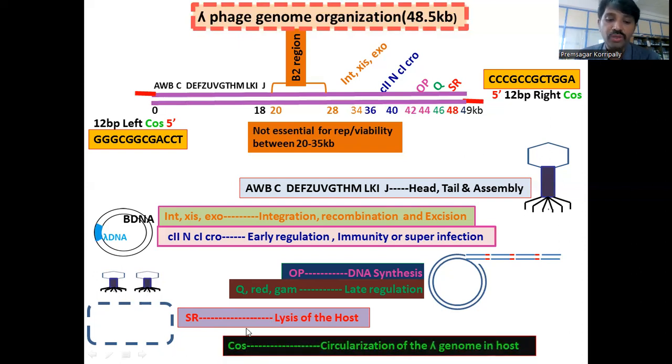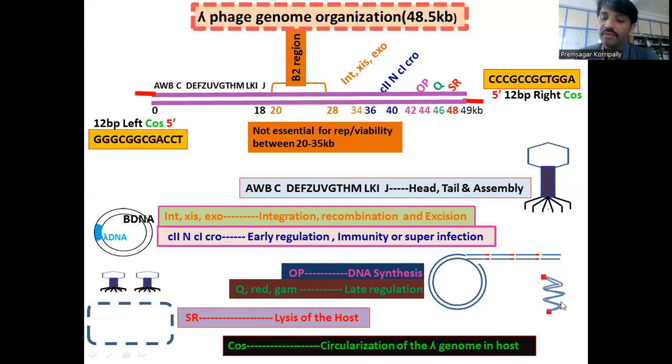Then coming to the last one, cos sites. As I told you, cos sites are at the 5' ends of the linear DNA molecule, their length is 12 base pairs, and they are complementary. Whenever the phage injects its DNA into the host bacterium, the linear phage DNA is immediately circularized by using the cos sites, which are nothing but complementary sites. So cos sites are useful in the circularization of the lambda genome in the host.